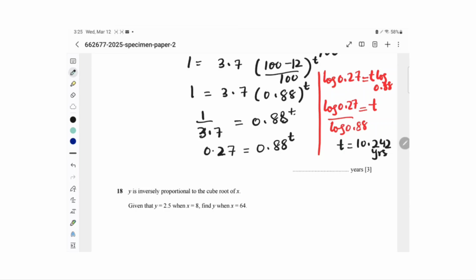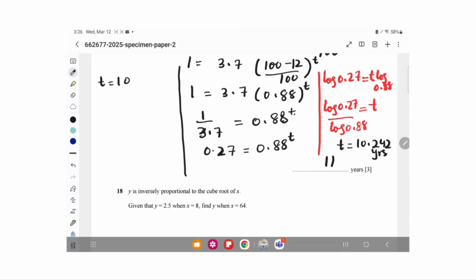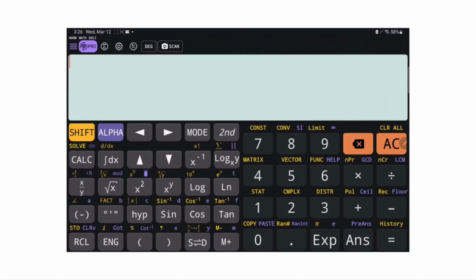Okay. Or you can recheck also by putting some values. You know, at t equals 10, how much is it, and at t equals 11, how much is it. For example, if I take t equals 10, then 0.88 to the power 10 we have to do. 0.88 to the power 10 is coming 0.2785. Okay.